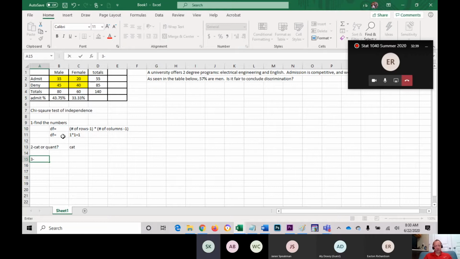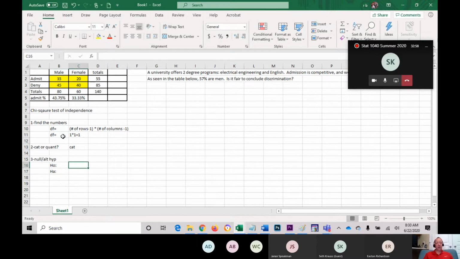Find the null and the alternative hypothesis. Now, I'm going to give these to you because this one breaks the rule that we had last week. The short answer is you can, so this one you can use a sentence for this one.